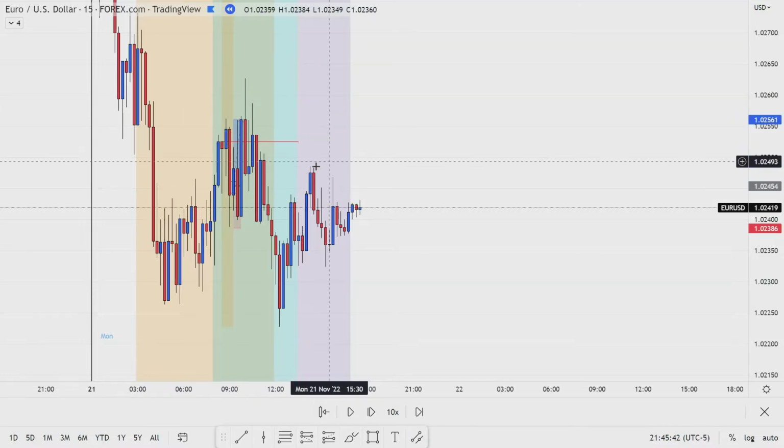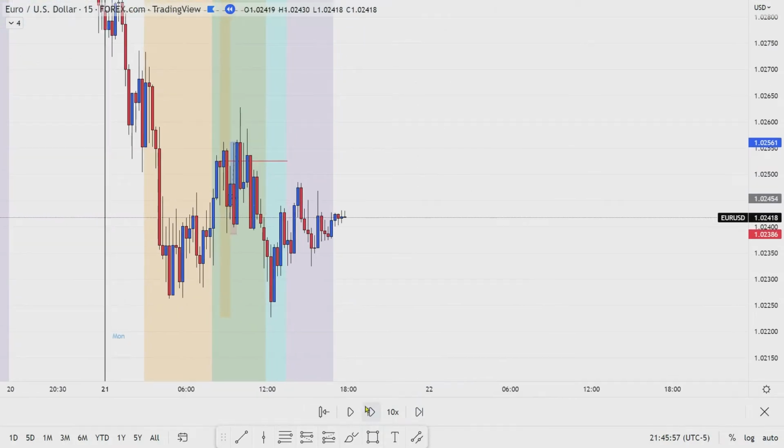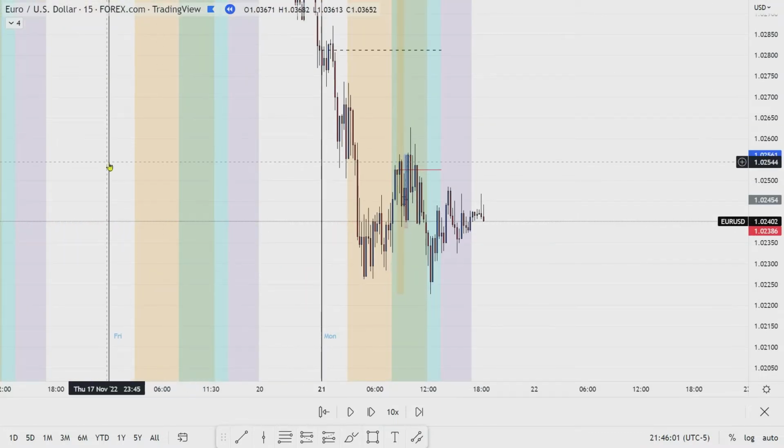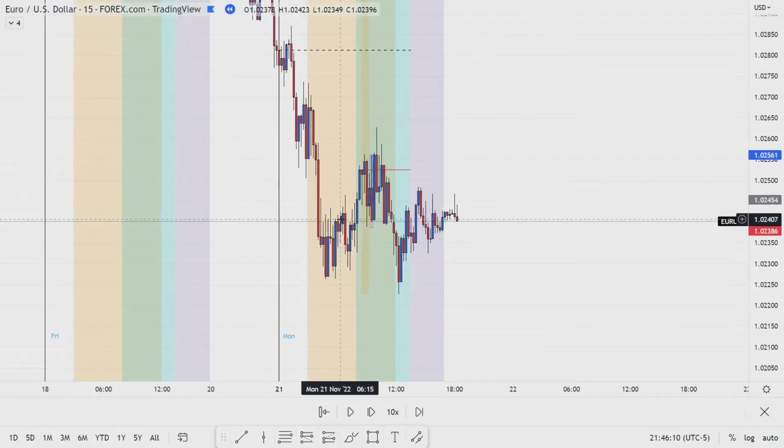And then we have the purple area, which is marking the New York afternoon session, right from 1:30 all the way up to 4 or 5, I believe. And then we go into the white area. So you can see this is the previous day right here. Same color scheme, but the white area represents the Asia session.